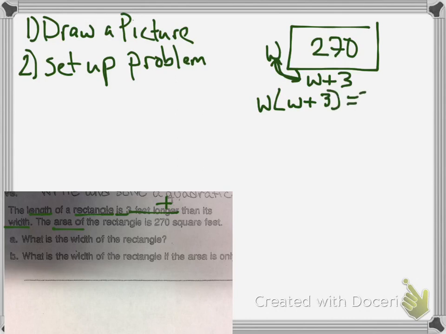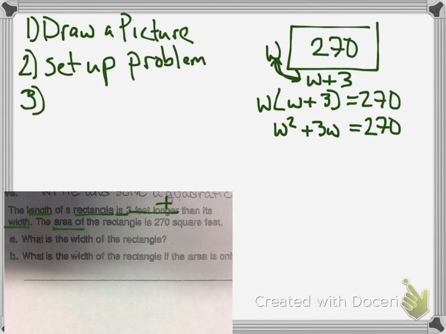So this is where we do the distributive property. And that will be equal to 270. So that gives me W squared plus 3W equals 270. Now, at this point, this is your setup, and this is going to be very important. Now you want to say solve this. And you solve this by any means necessary.